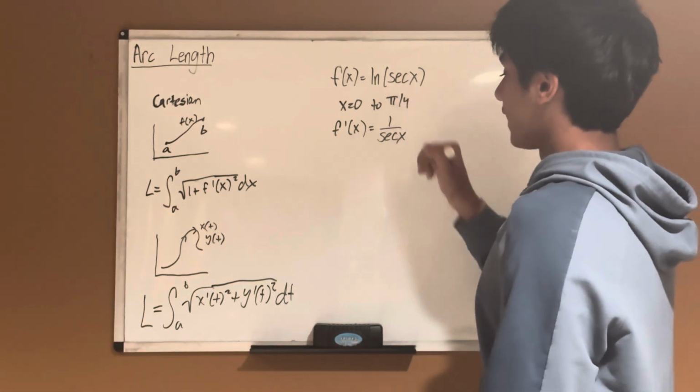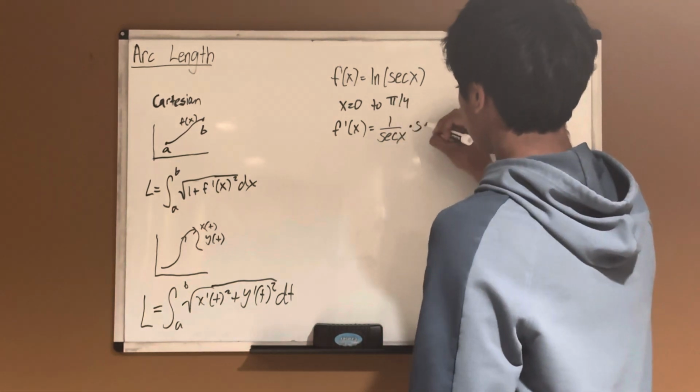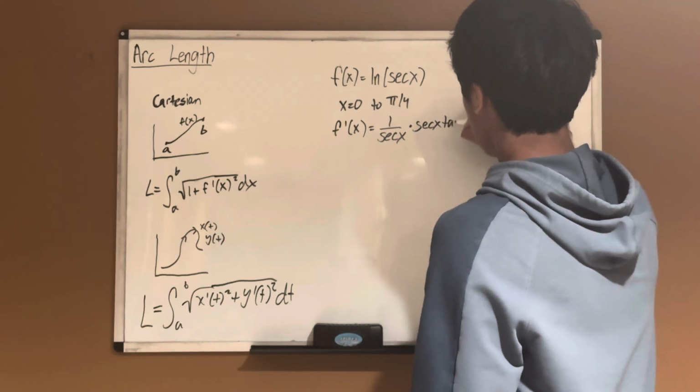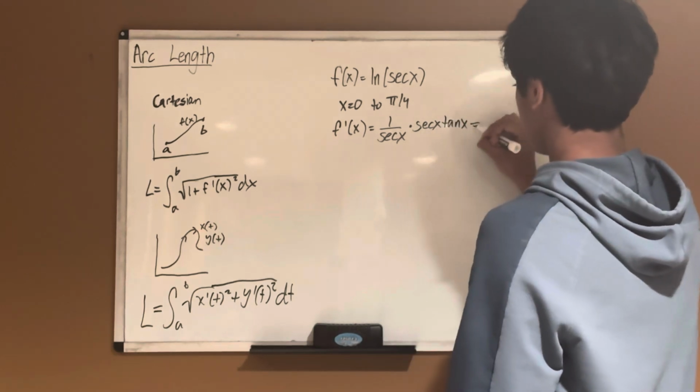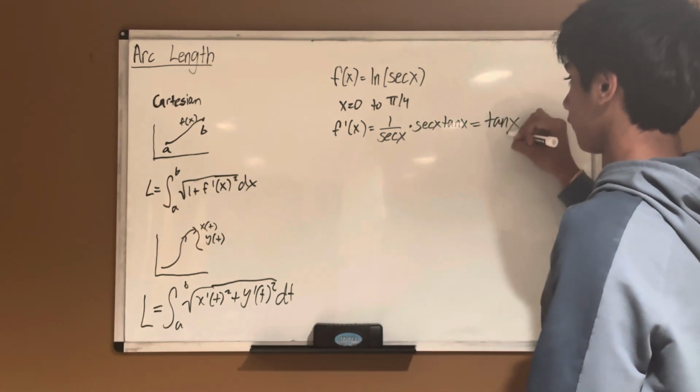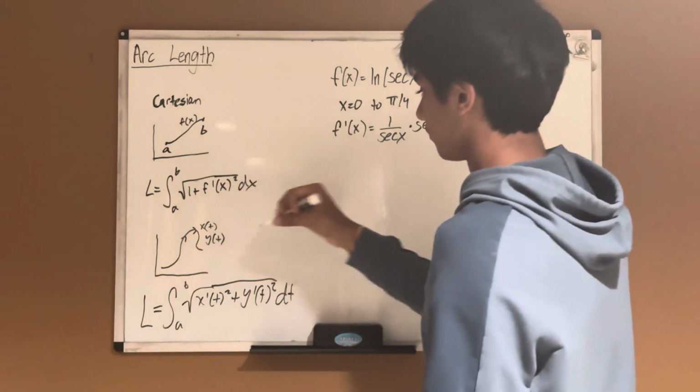And we take the derivative of the inner function. The derivative of secant x is secant x tangent x. And we see that the secant x cancels out. We get tangent of x for our final derivative. Now we can plug this into the arc length formula.